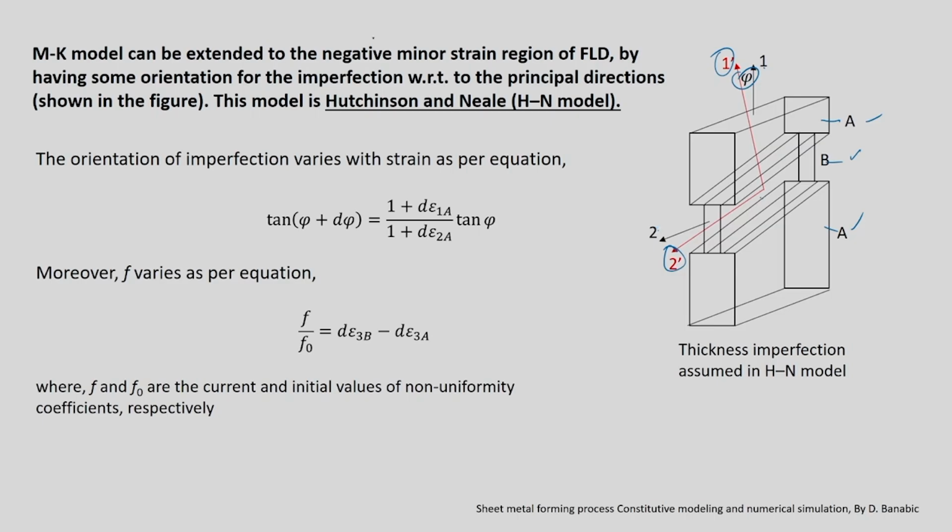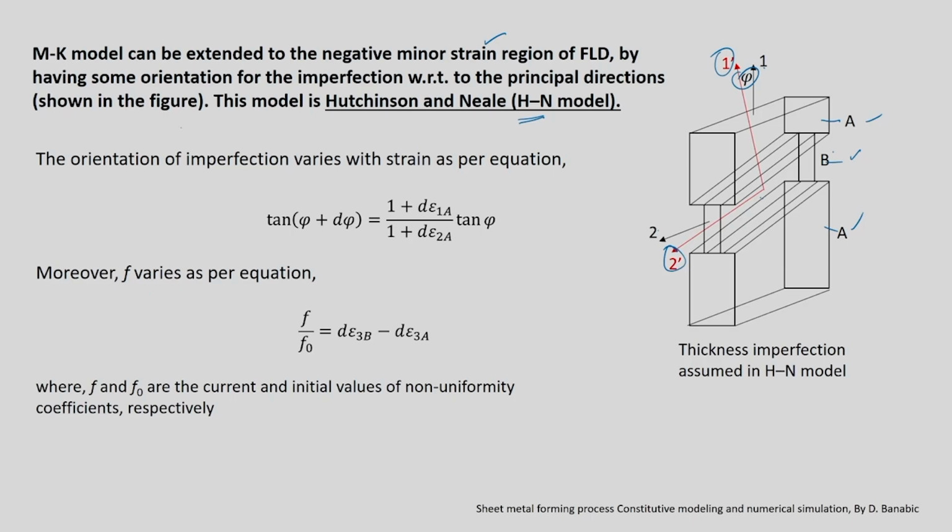So, the MK model can be extended to the negative minor strain region of the FLD, that means the left hand side, by having some orientation for the imperfection with respect to the principal directions. In this figure, this model is actually called the Hutchinson and Neal model, in short the HN model. It is the MK model, but it is a modified one for the left hand side, and it is called the Hutchinson-Neal model. I will not go into the equations and discussion.